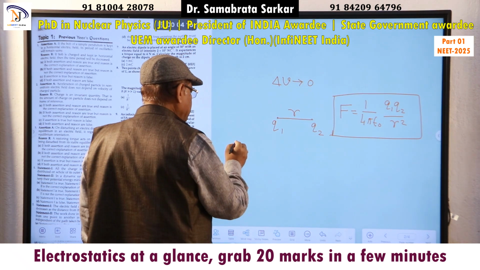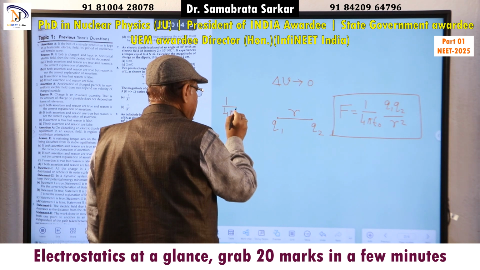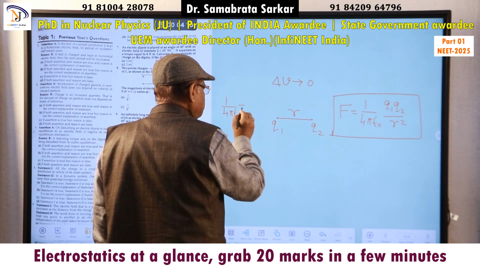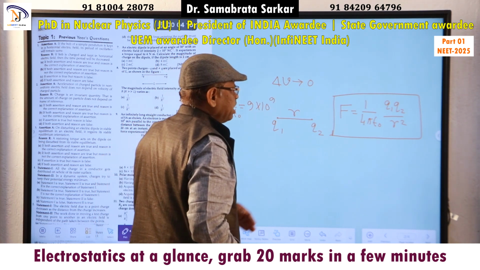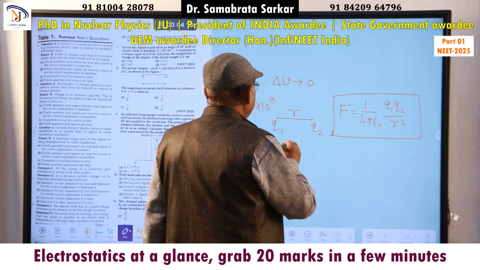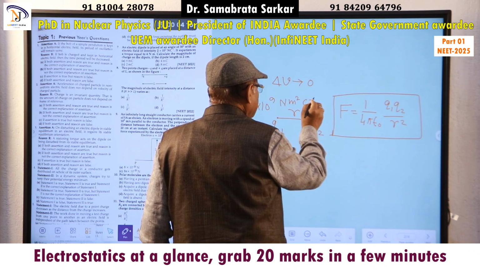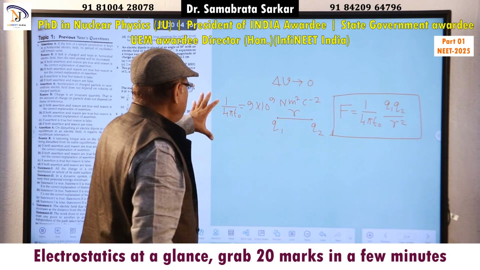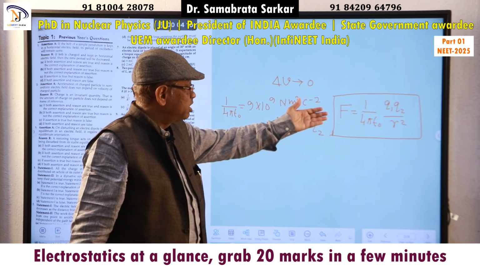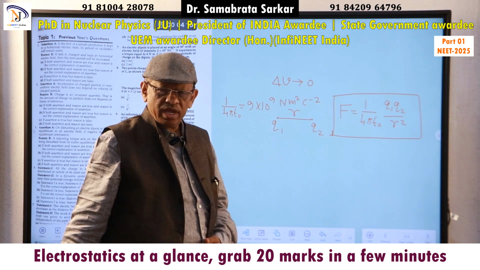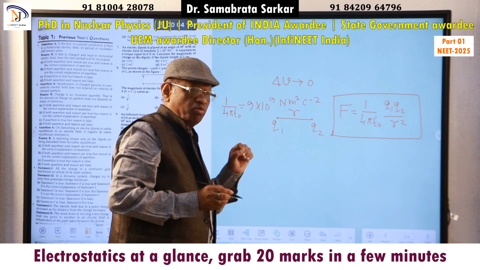You also have to remember this particular relation: 1 by 4 pi epsilon naught equals 9 into 10 to the power 9 Newton meter square Coulomb to the power minus 2. You have to remember this relation. This is a constant, and I have written it in SI only. This is called Coulomb's law, and these are point charges. Point charges means the charges concentrated at a particular point.